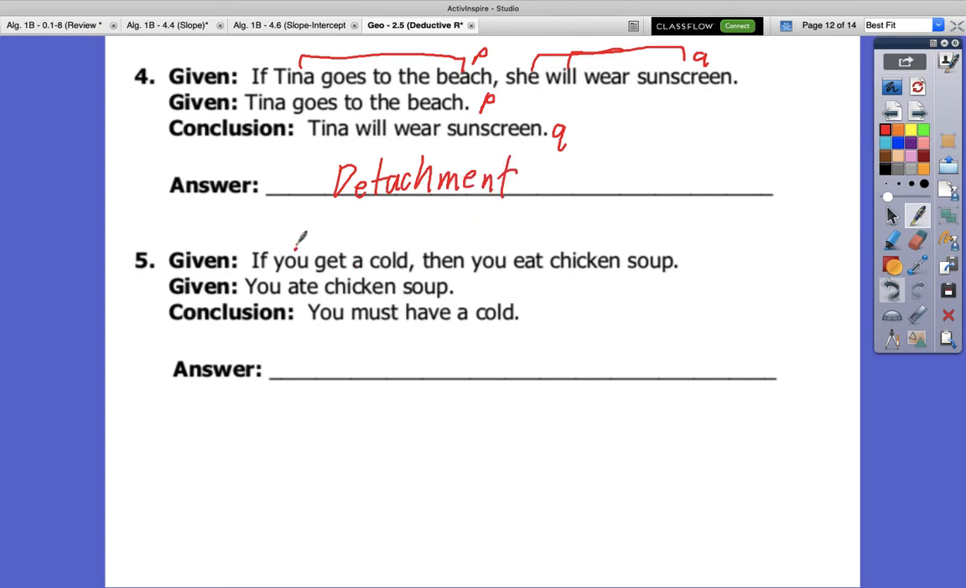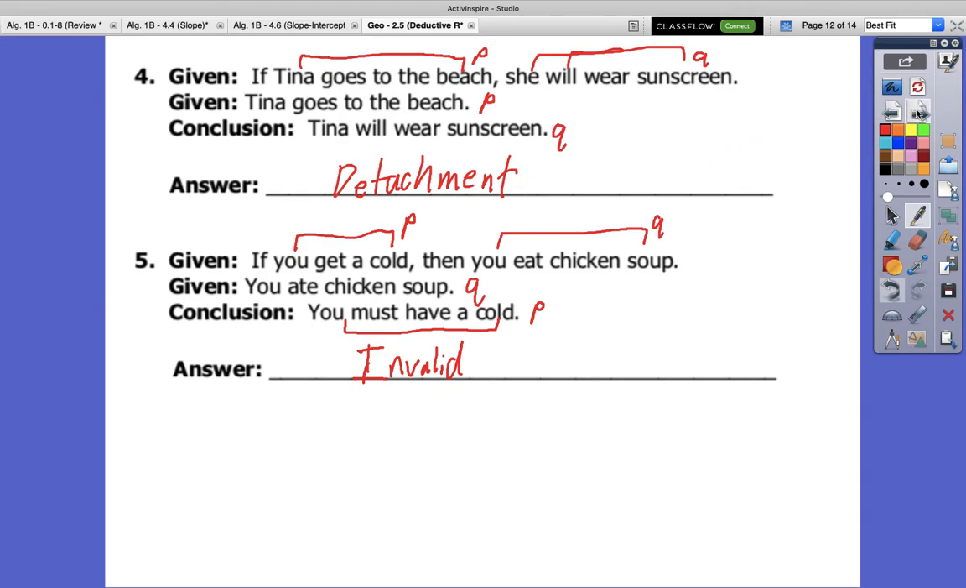Look at 5. If you get a cold, that's P, then you eat chicken soup, that's Q. You ate chicken soup. Q happened. Now wait. This looks like a setup for the law of detachment, except we have our conclusion detached from the hypothesis rather than the other way around. We can't draw the fact that you have a cold from the fact that you ate chicken soup. Maybe somebody just likes chicken soup and they ate it even when they're healthy. So we have to say, nope, this is invalid. You can't use either of the laws to make this conclusion.